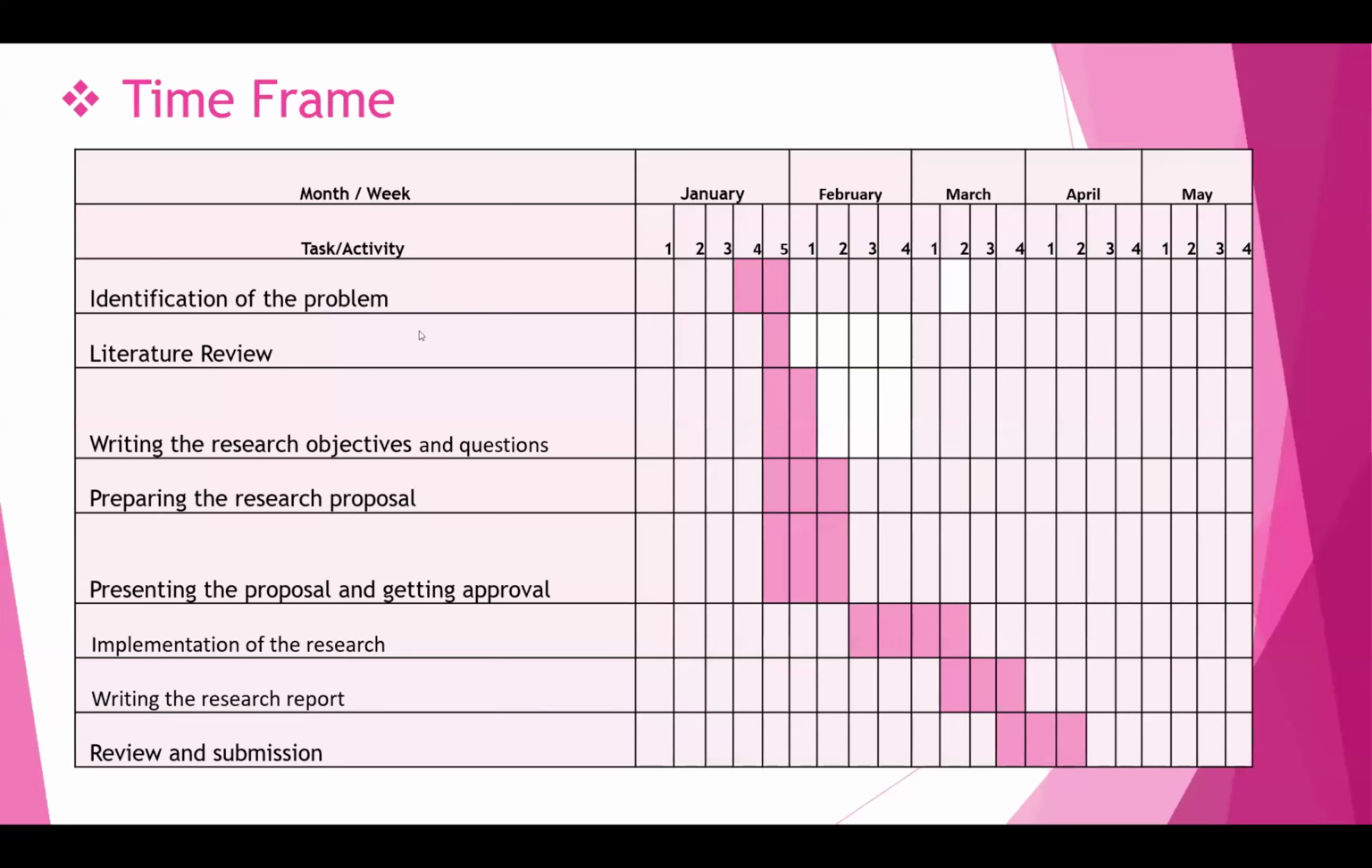We started our action research lecture January 4th, I think. So I started from the 4th week of January. 4th means, ma'am, 4th week of January. Then for the 4th to 5th, two weeks I took for identification of the problem and the literature review. 5th week, that means the last week of January, writing the research objectives and questions. The last week of January and the first week of February, preparing the research proposal and presenting the proposal and getting approval.